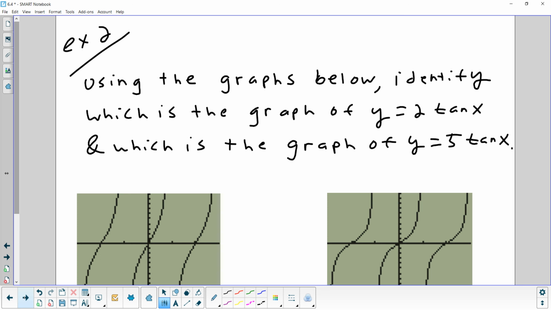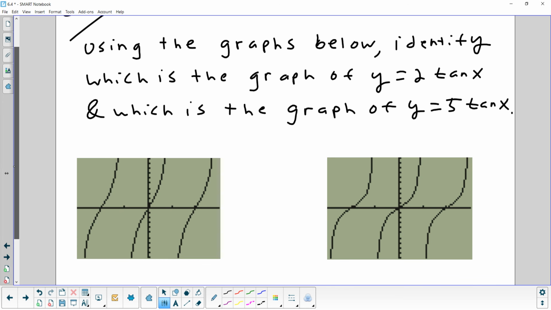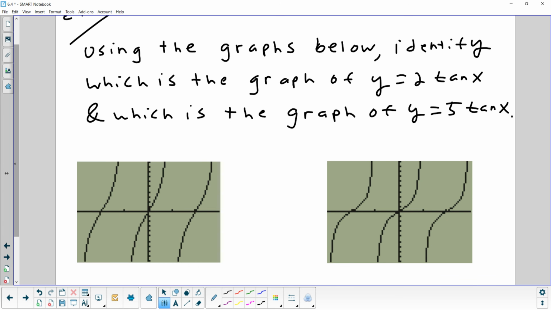Okay, so here we've got 2 graphs. This kind of thing is definitely important for the test. All I want you to do is identify which one of these is the graph of 2 tangent x and which one would be the graph of 5 tangent x. As long as you know what the transformation is doing, you should be able to identify which one is which. Anyone have a thought, Nick? Left is 5 tangent x. Okay, how come? Because it's a vertical stretch and that one's steeper.